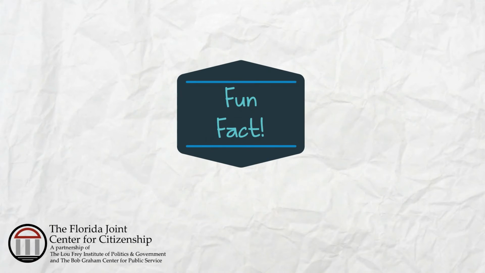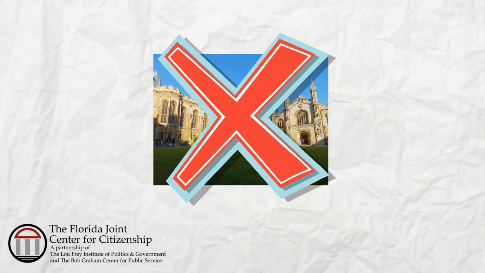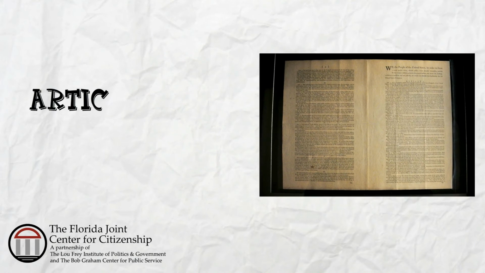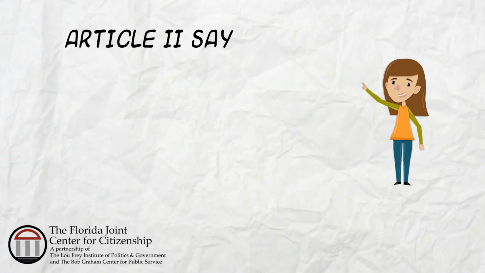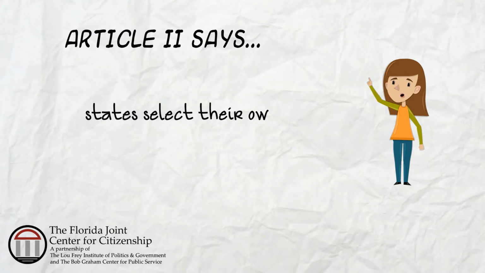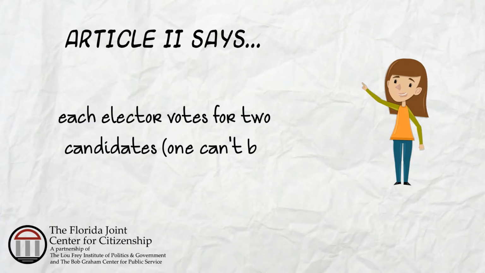Fun fact: the Electoral College isn't actually a college. It's really just an institution that was established by Article 2 of the Constitution. Article 2 states that each state selects their own electors who will cast votes for president. Each elector must vote for 2 candidates for president, one of whom cannot be from their own state.